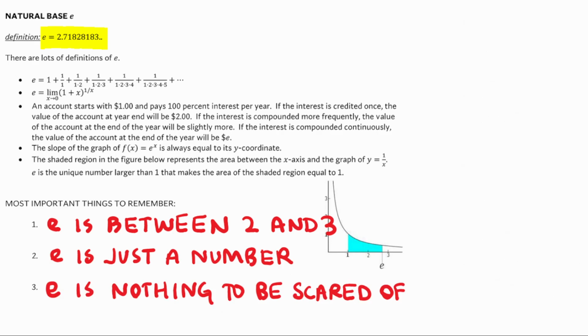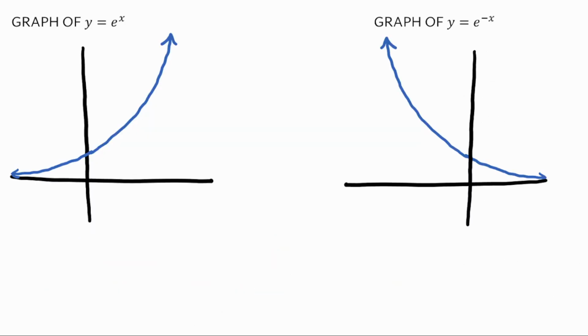That's all I have to tell you about e. I think I already showed you the graph of y equals e to the x, but in case you forgot, here's a reminder. Here's the graph of y equals e to the x. Here's the graph of y equals e to the negative x. They represent exponential growth and exponential decay, respectively.